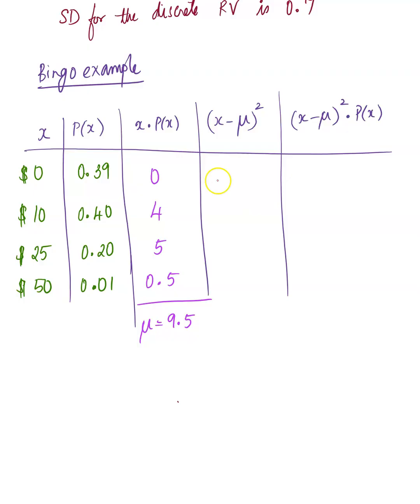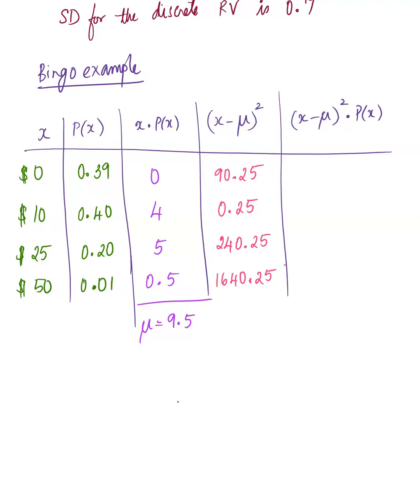So that gives me 90.25. 10 minus 9.5 is 0.5, and that's what we square. That gives us 0.25. 25 minus 9.5, when you square that, you get 240.25. And 50 minus 9.5, square that, 1640.25. So feel free to pause the video, do the squaring yourselves, and do the table alongside, and you can feel confident about the calculation.